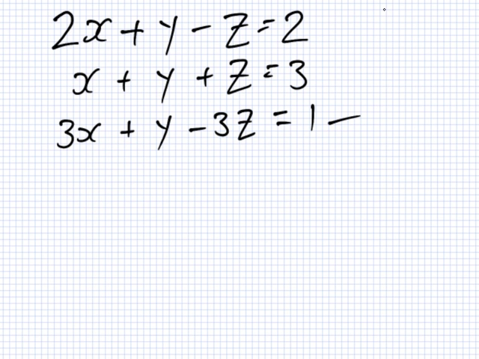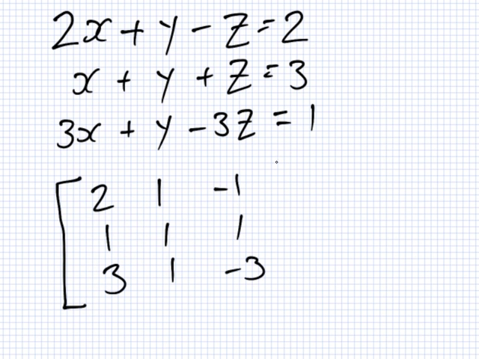Okay, so we'll do this one together. Maybe we can figure out together what to do. And I'll remind you that your goal is to get ones and then zeros on the other side. Okay, so we have 2, 1, minus 1, 1, 1, 1, 3, 1, minus 3, and on the other side 2, 3, 1.